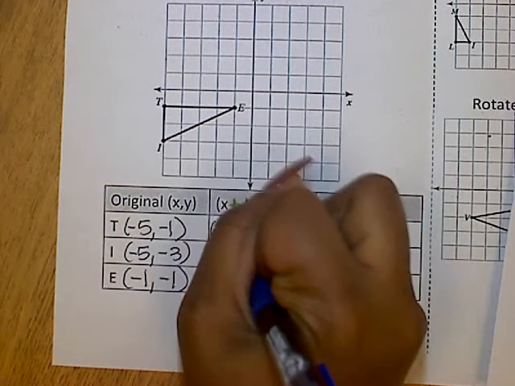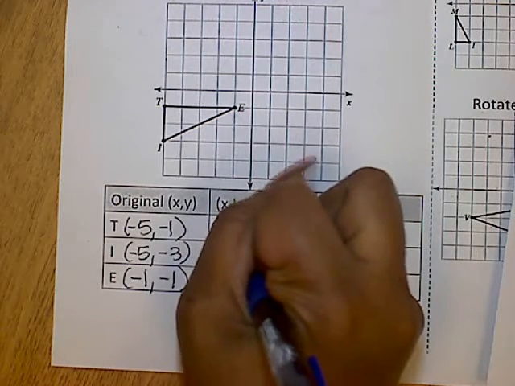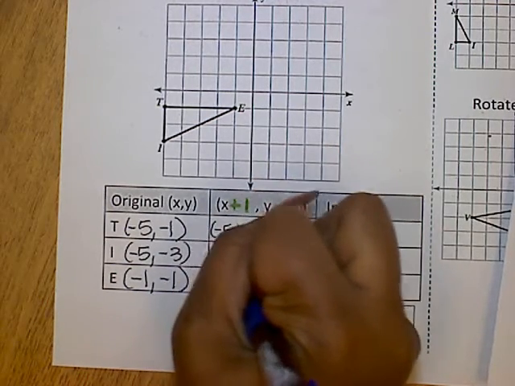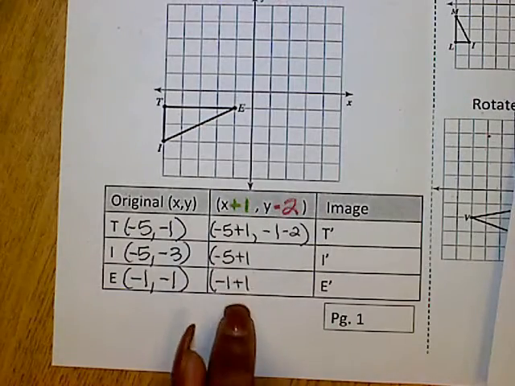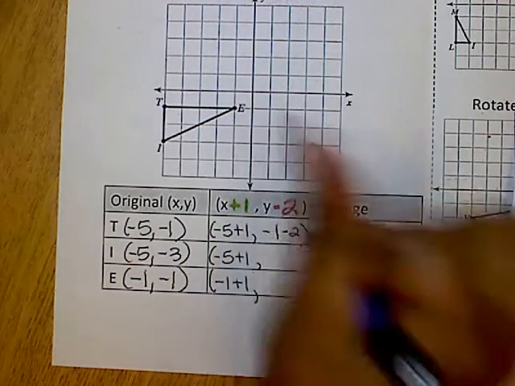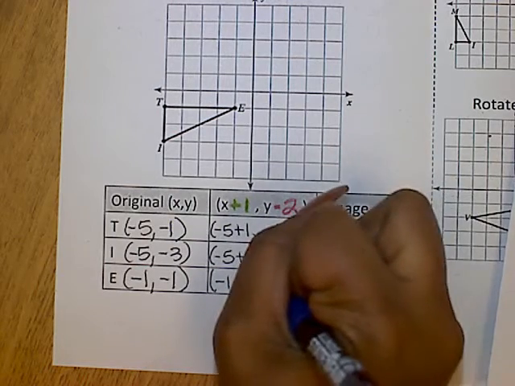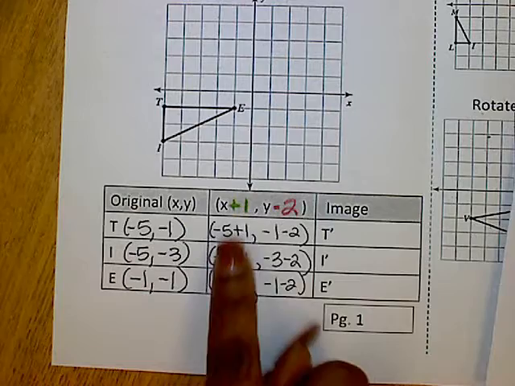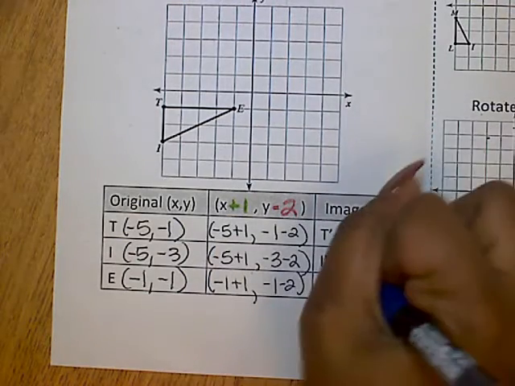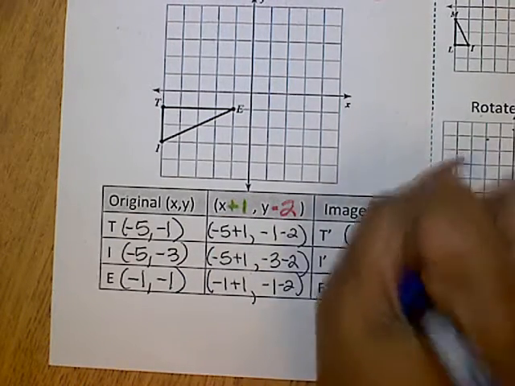And I just like to show all my work first because it just makes it easier. So all my x's, I'm plussing 1. But then for my y's, I'm subtracting 2 because I'm moving down. Okay? And then you just write your new image. Your new x, your new y.